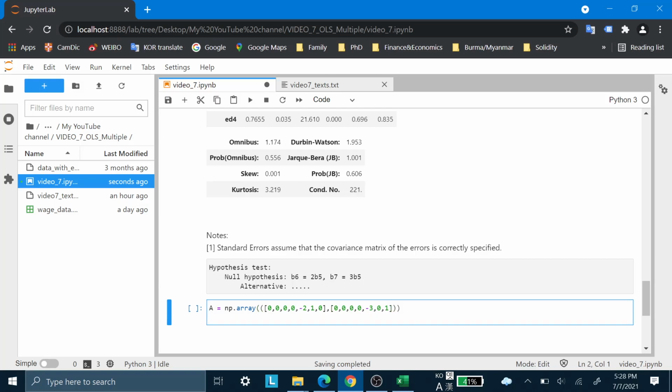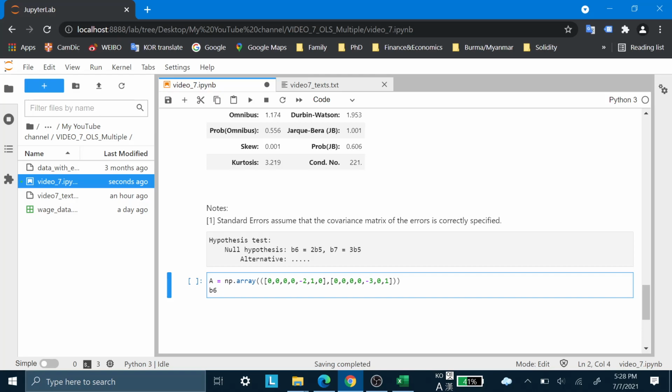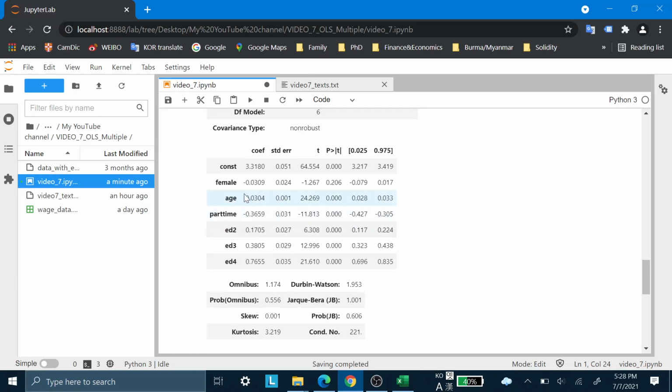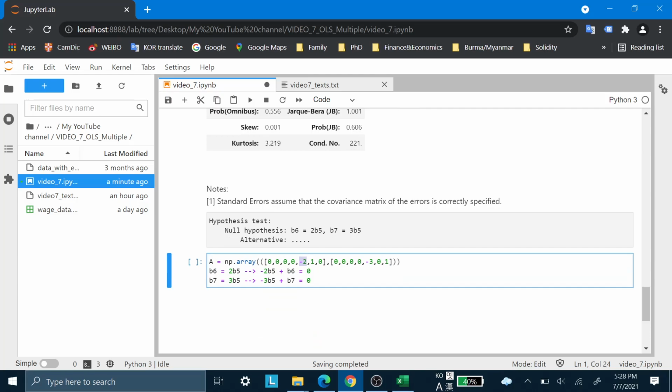So you will ask me, how do I know that? Okay, so I already stated that B6 is equal to 2B5, right? Which means -2B5 plus B6 is equal to 0. Similarly, B7 is equal to 3B5, which means -3B5 plus B7 equal to 0. So this -2 corresponds to the fifth column. The fifth column corresponds to the fifth variable ED2 here, and this one is of course from this 1 for B6.